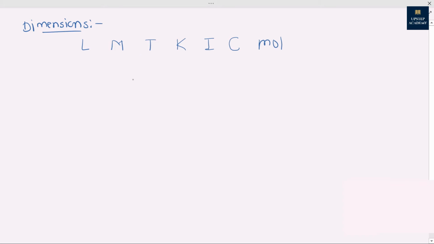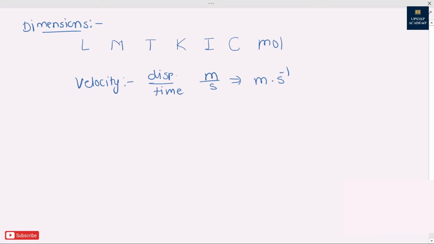Now first of all, what are the dimensions? Dimensions is nothing but powers of the corresponding fundamental physical quantity we have to raise to show the original physical quantity. I'll explain you with an example. Let's take example of velocity. What is velocity? Velocity is equal to displacement upon time. What are the units of velocity? Meter per second. So simply we can write it as meter second raised to minus 1. This is space or hyphen.